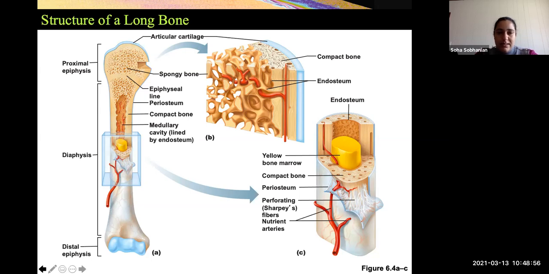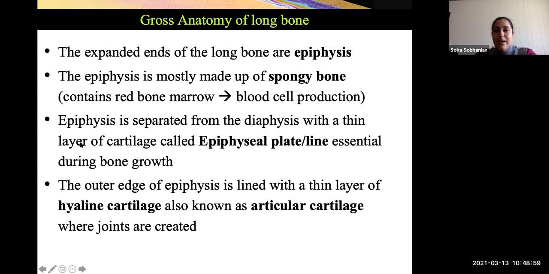I'll show you this. It's nothing you guys don't have on your notes. So the epiphyses and the diaphysis are separated by a layer of cartilage called the epiphyseal plate or line. And what is the importance of it? It is essential during bone growth. The epiphyseal plate or line is extremely active when a child is undergoing a growth spurt. Okay, so this is extremely important. The epiphyseal plate is not going to be active in an adult. It's just basically regular cartilage that is holding two pieces of bone together.